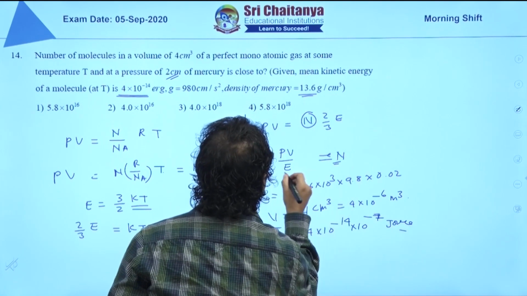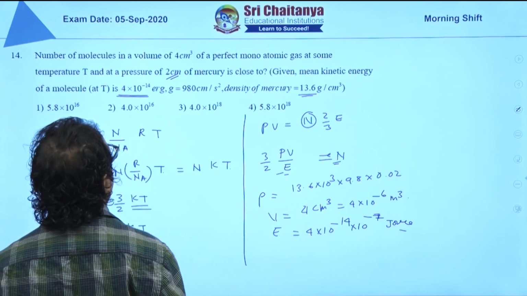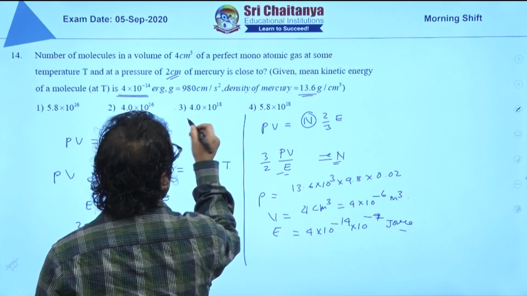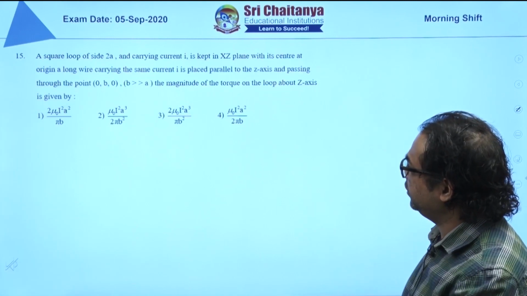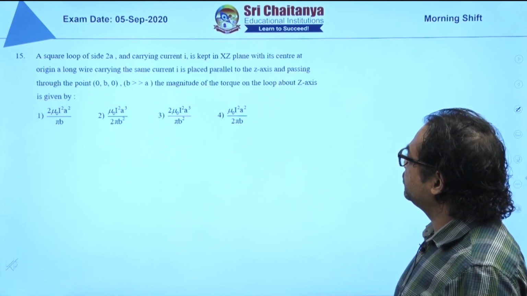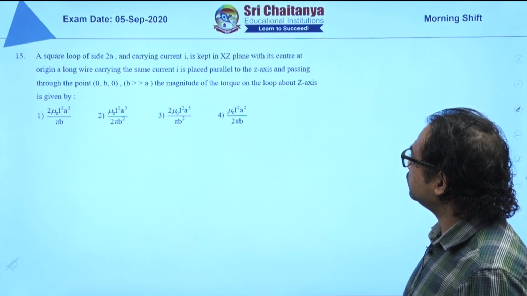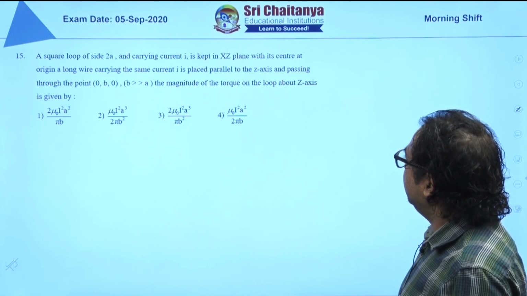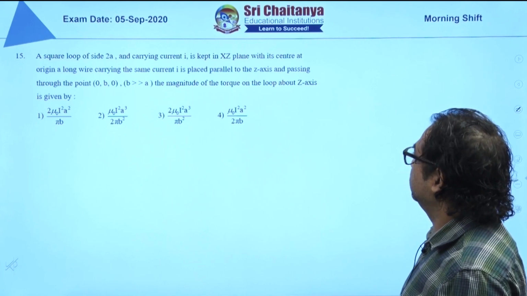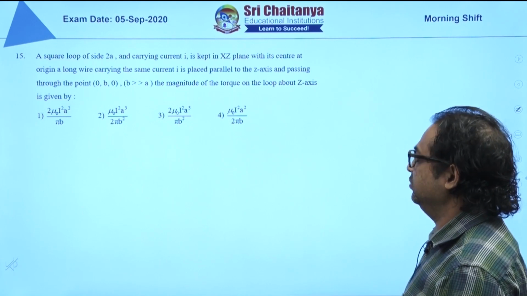Once you put these values, everything is known, so we get the answer. Question number, it will be option 3. So now let us start question number 15. A square loop of side 2A and carrying current I is kept in the xz plane with its center at origin.